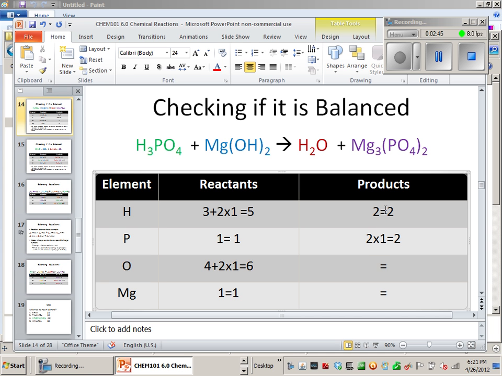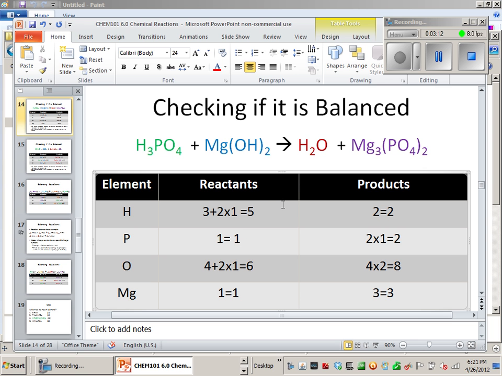And then how many oxygens are in the... 8. Yeah, exactly. So there's 4 per phosphate ion, and then there's 2 of those. That's what the parentheses mean. There's 8 total. And then for magnesium, how many are there? 3, exactly. Okay. So I look at these different totals for the elements, and I can see that none of these are balanced at all.